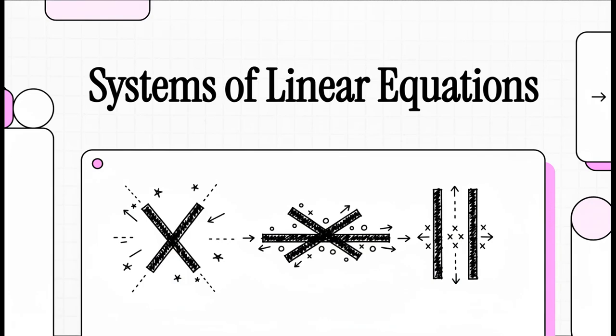You know, when you see a system of linear equations, your first thought is probably, okay, solve for x and y. But what if I told you it's actually a visual story? It's a story about how two simple straight lines can interact on a plane, how they can meet, how they can avoid each other, or how they can actually be the same line in disguise. Let's dive into that story.